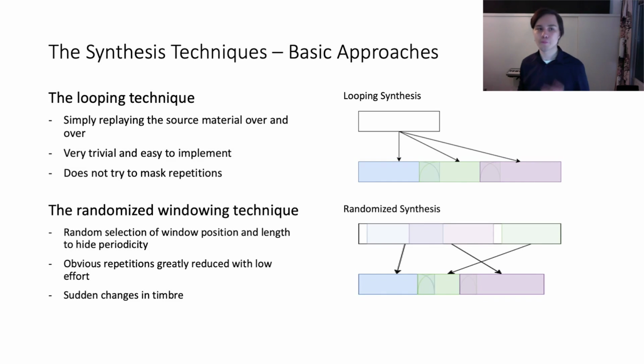The first technique is simply looping the source audio, so playing it over and over again. This is very easy to implement and very trivial, but it doesn't even try to mask any repetitions. To mask repetitions, we can take this a step further with randomized windows. So we can select a random starting position and length for each window and concatenate these to create the stream. This, however, doesn't take into account sudden changes over time in the timbre of the source material.